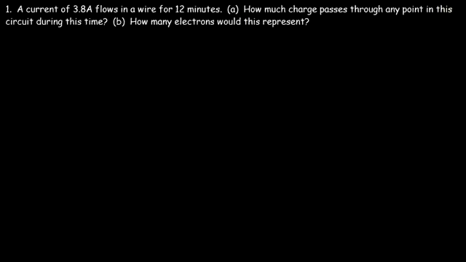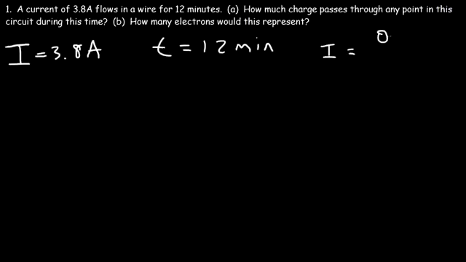A current of 3.8 amps flows in a wire for 12 minutes. How much charge passes through any point in the circuit during this time? So we have the current, it's 3.8 amps, and we have the time, which is 12 minutes. How can we calculate the electric charge? Well, we know that I is Q divided by T. So to solve for the electric charge Q, it's I times T.